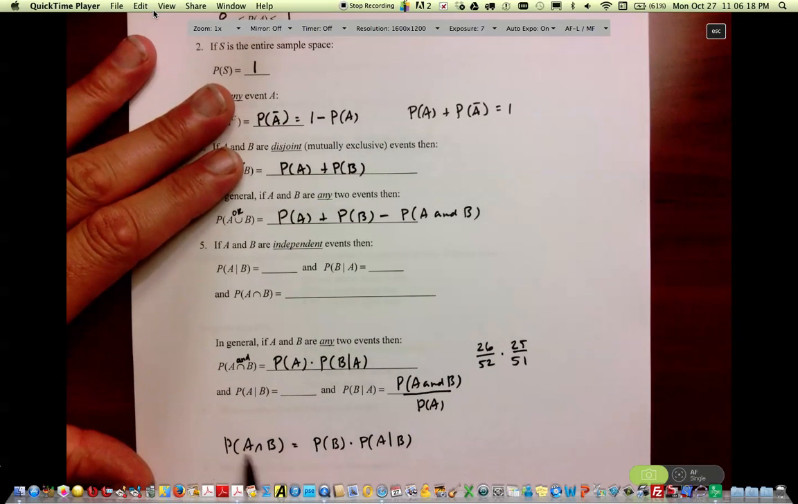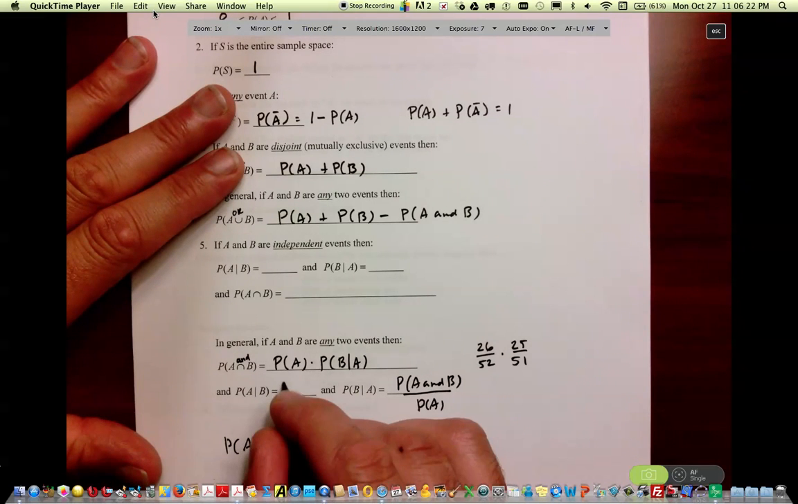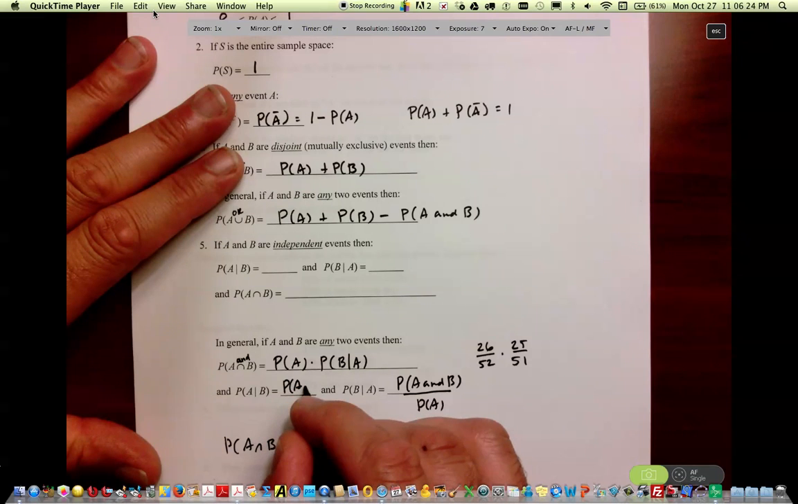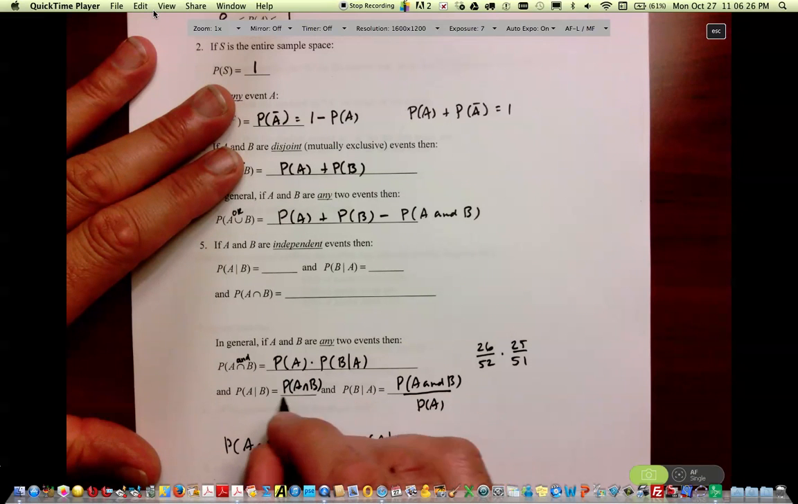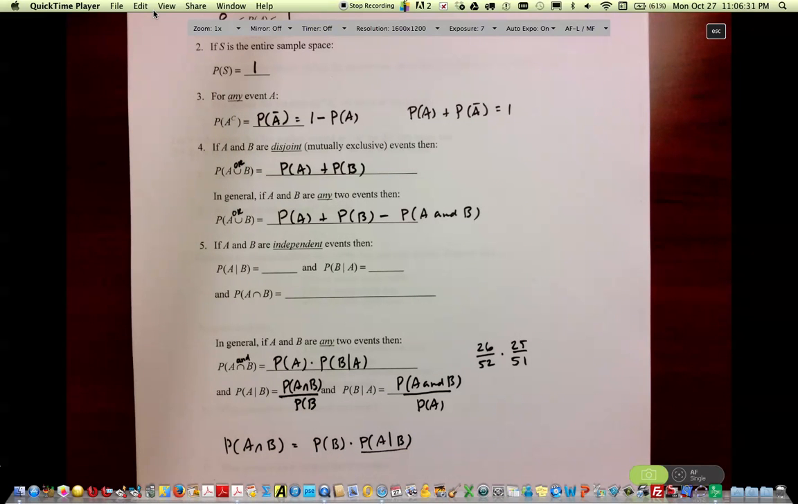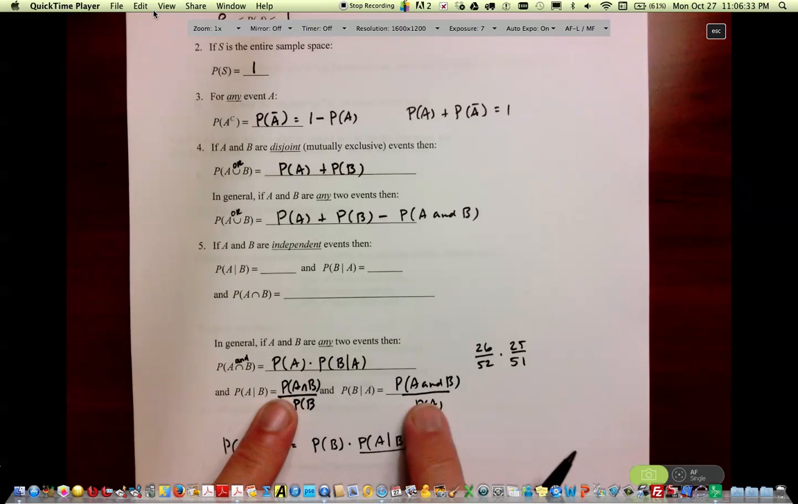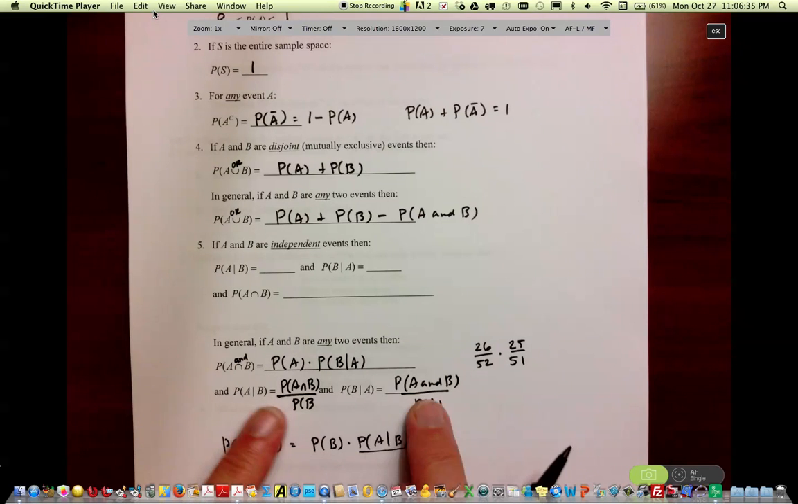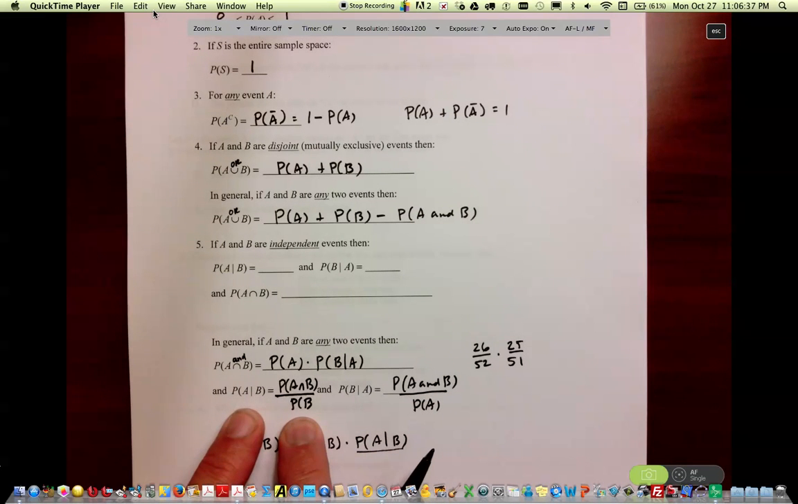And if we solve this equation for the probability of A given B, we're going to end up with the probability of A and B divided by the probability that B has already occurred. Okay, so if you look at these formulas, the numerators are going to be the same. It's the probability of A and B occurring, but the denominators are a little bit different. It's the probability that the given part has already happened.